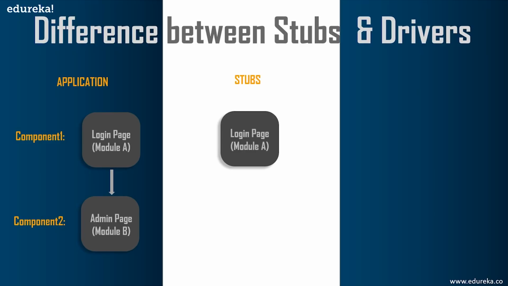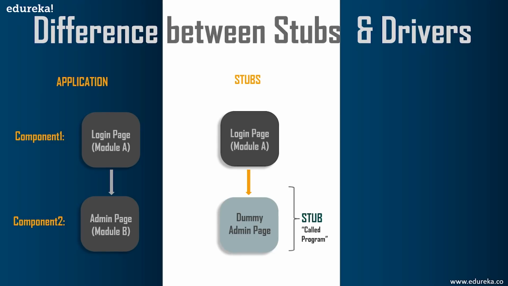So what do you do? Instead of the actual admin page, you create a dummy admin page, which has the same functionality as the original one, but not all the core functionalities. And then, since the login page is dependent on the dummy page, you check the functionality of the login page in linking with the admin page. So without waiting for another module to be developed, you finish the testing. Here, the dummy admin page is what we call a stub, or a called program.